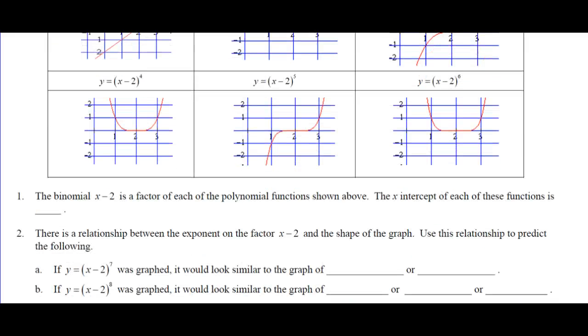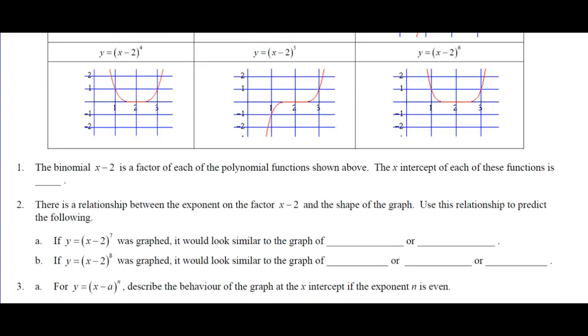So the binomial x minus 2 is a factor of each of these, so a factor, it's a 0, right? It's the value of x that makes it 0, you can turn that into the factor. The x-intercept of each of these functions, so what's the x-intercept? 2. There's a relationship between the exponent on the factor and the shape of the graph. Use this relationship to predict the following.